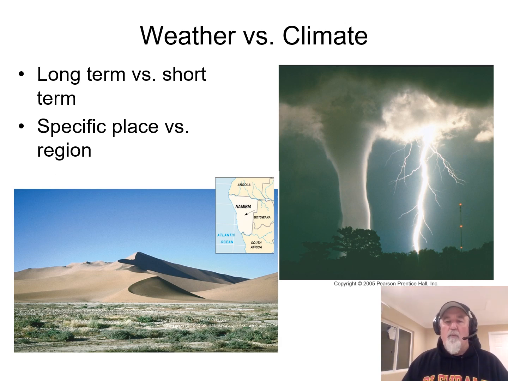So basically, weather, atmospheric conditions for a specific place and a specific time. Climate, atmospheric conditions for a large region over a long time period.